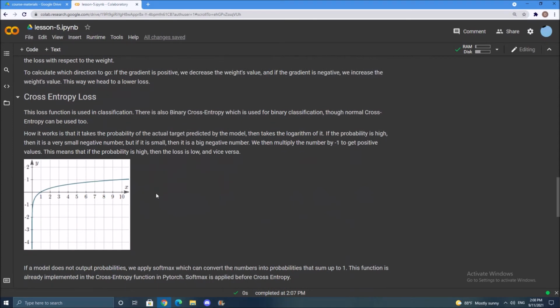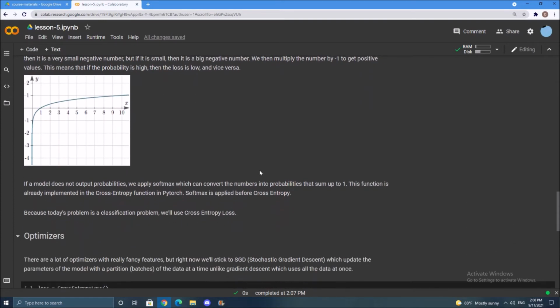And in classification, a common loss function is called cross entropy loss. How it works is that it takes the probability of the actual target predicted by the model, then takes the logarithm of it. If the probability is high, then it's a very small negative number, but if it's a small number, then it's a very big negative number. Then we multiply the number by -1 to get positive values. This means that if the probability is high, then the loss is low, and vice versa.